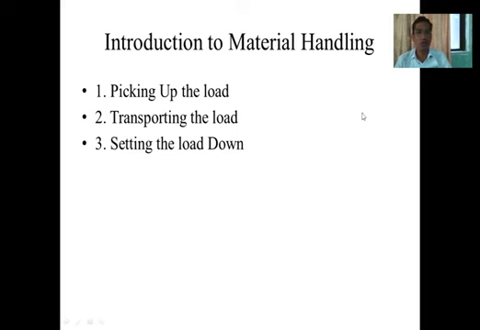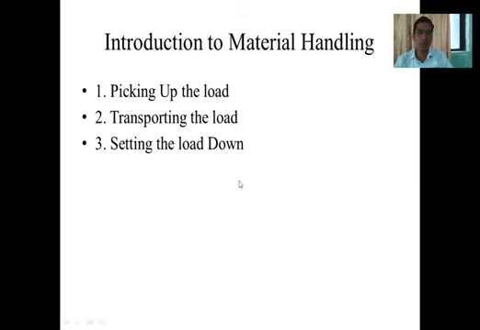Second is transporting the load, that is nothing but from one place to another place. If you want to transfer the load, then also the material handling equipments are used. And third one is setting the load down. That is also one of the important conditions of the material handling system or equipment. We have to unload. So these are the three main objectives or tasks that material handling equipments can perform: picking up the load, transporting the load, and setting the load down.